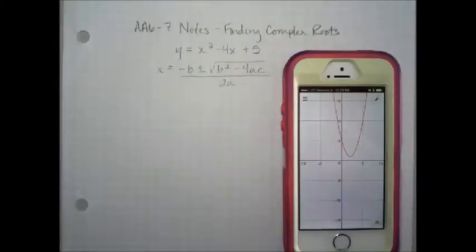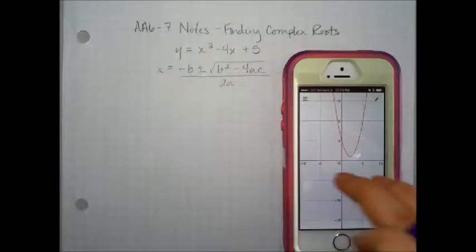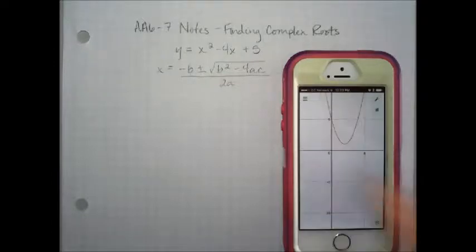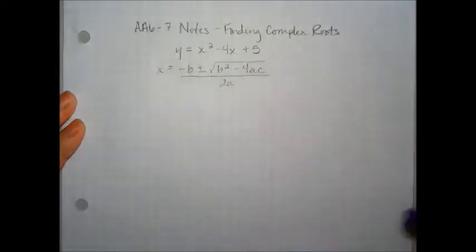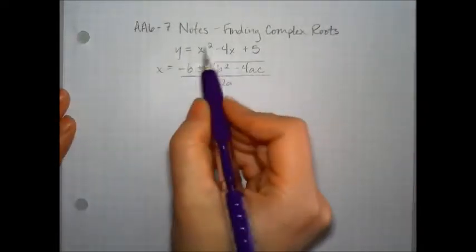If I pull this graph up on Desmos and I zoom in on it, obviously there are no real roots on this one. This isn't crossing the x-axis anywhere, so there are no real roots. What I'm going to end up with when I put all this into the quadratic formula is a negative under the square root sign. So that's what we're going to deal with when we get there. So I'm going to plug everything in.